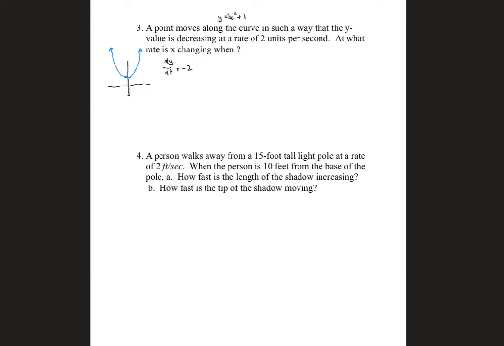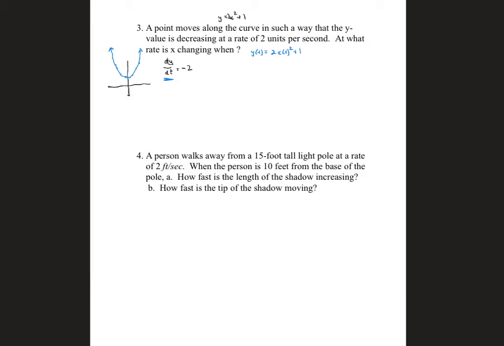So the idea is that we imagine this particle is moving along this curve, so it's changing with time. What we really have is y of t is 2 times x of t squared plus 1, even though we don't write it with the functional notation. We can see that reflected in the fact that the y value is changing at a rate of 2 units per second. So there's a time measurement in there.